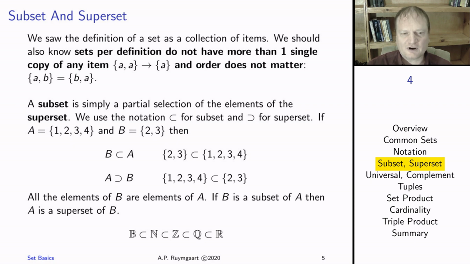And we saw the common sets, the Boolean domain, the natural numbers, the whole numbers, rational numbers, and the real numbers. And it turns out that the Boolean domain is a subset of the natural numbers, since it's only 0 and 1. The natural numbers, since they are the positive whole numbers and 0, are a subset of the whole numbers. The whole numbers are a subset of the rational numbers, since each whole number can be written as itself over 1. And the rational numbers are a subset of the real numbers.